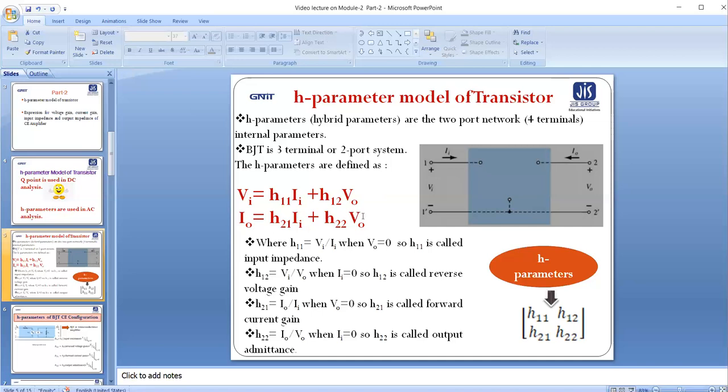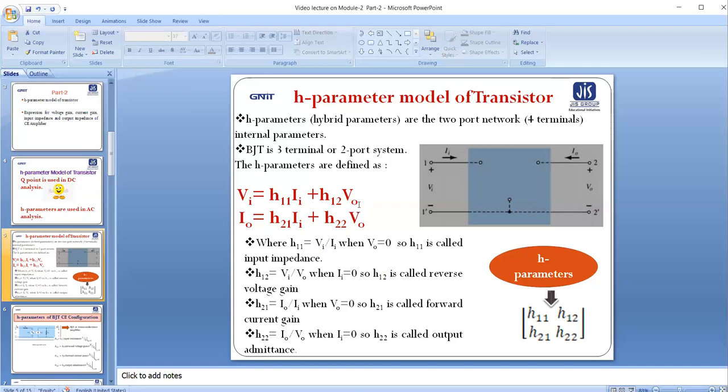If we carefully observe the entire equations, you will see that the voltage depends not only on the input current but also on the output voltage. Similarly, the output current will not only depend on the input current but also on the output voltage. So the dependency on the input current and the output voltage is designated by some parameters which are called hybrid parameters or H parameters.